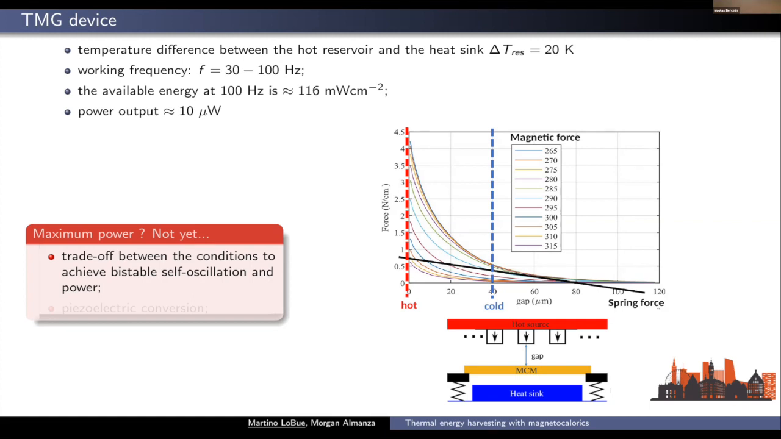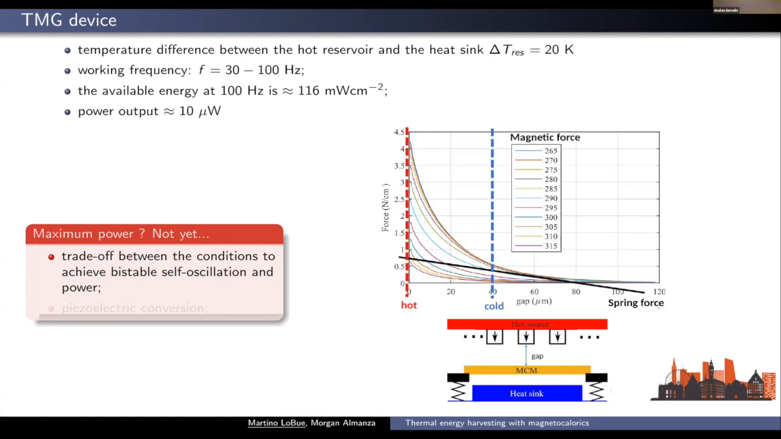But what you get eventually using a piezoelectric transducer is some 3 orders of magnitude less. You get some 10 microwatt power out. Why this? Well, this is anyway a good result. I mean, standard implants, wireless sensors, small autonomous systems in IoT applications generally need tens of microwatts. So that's a good result. But anyway, we can do better.